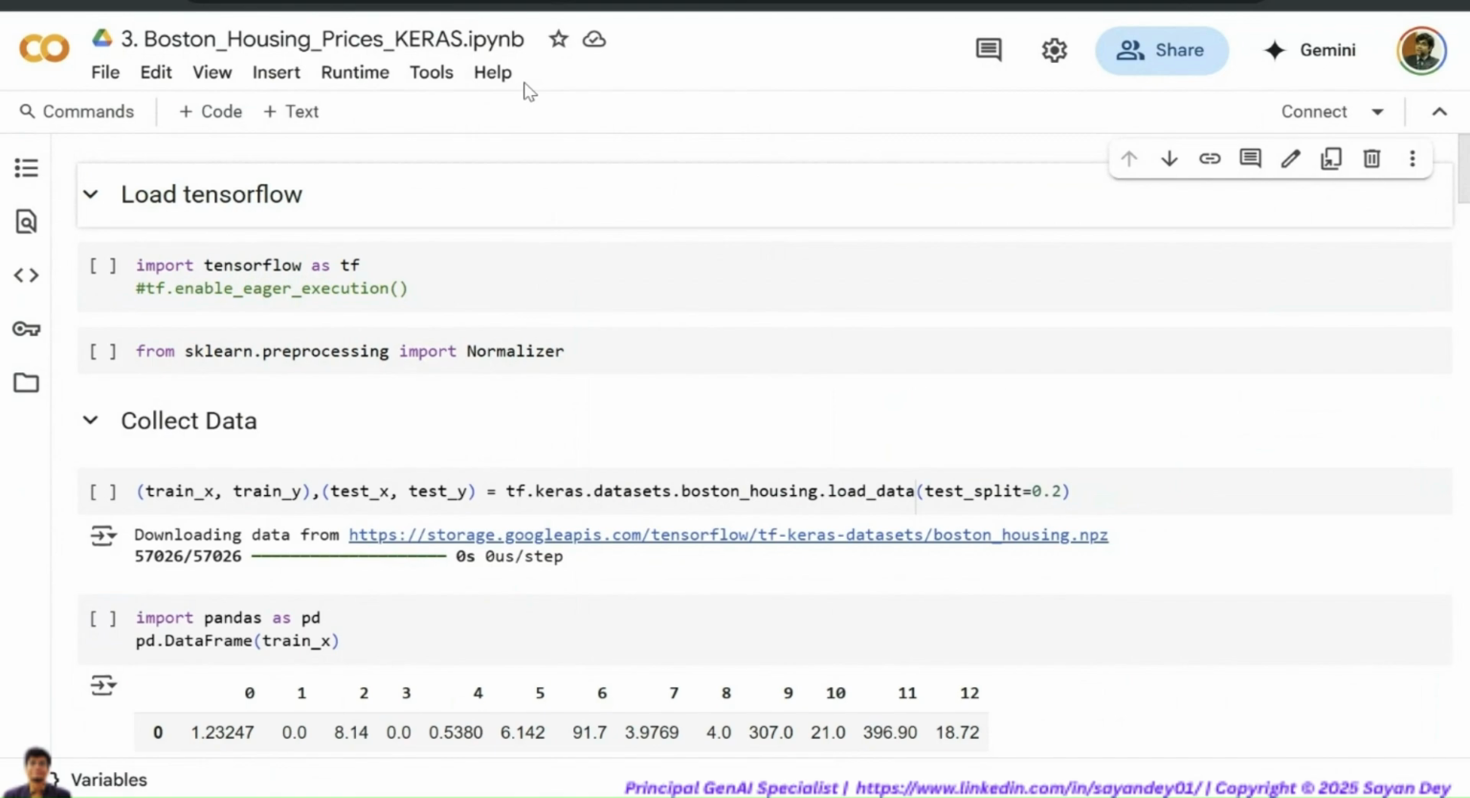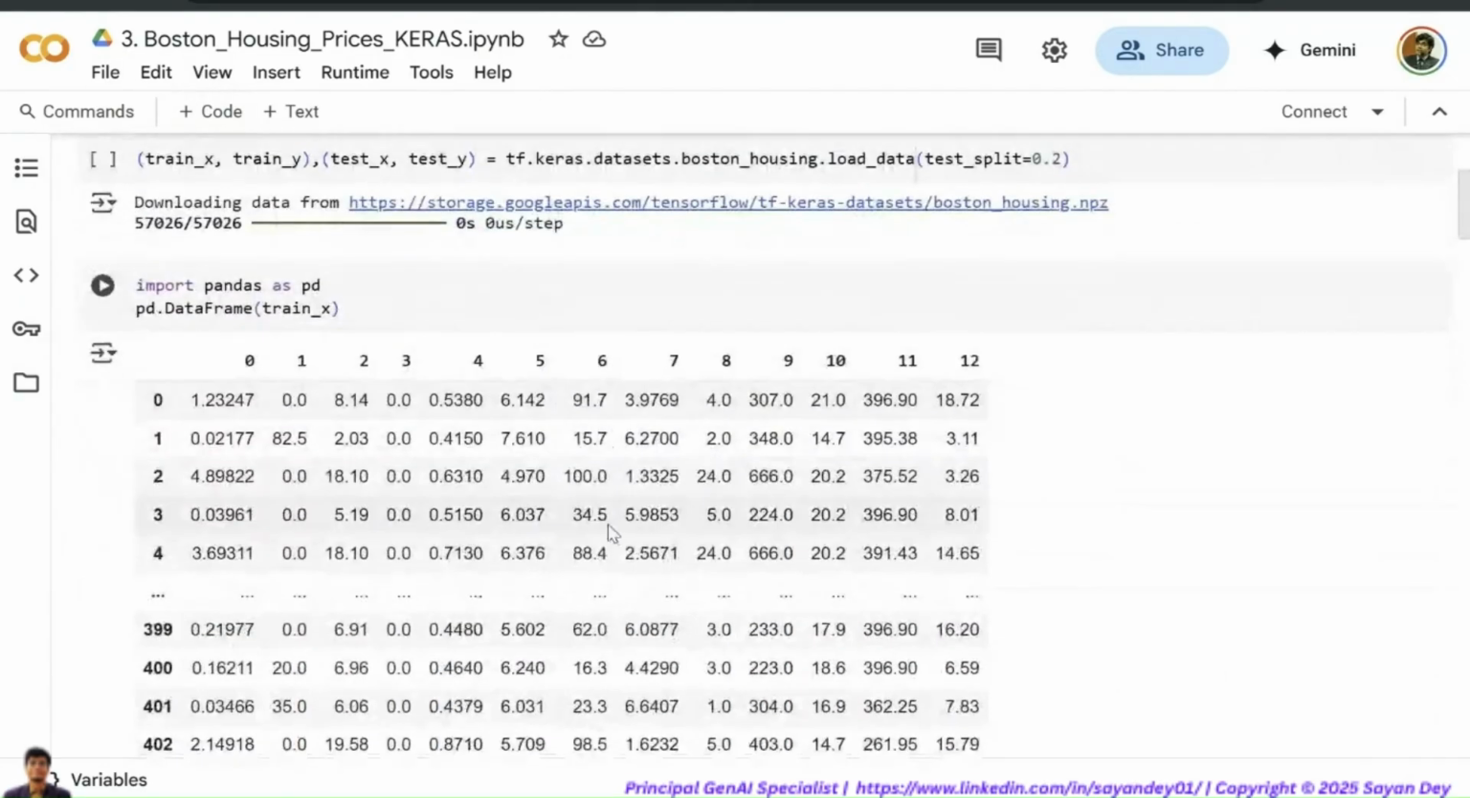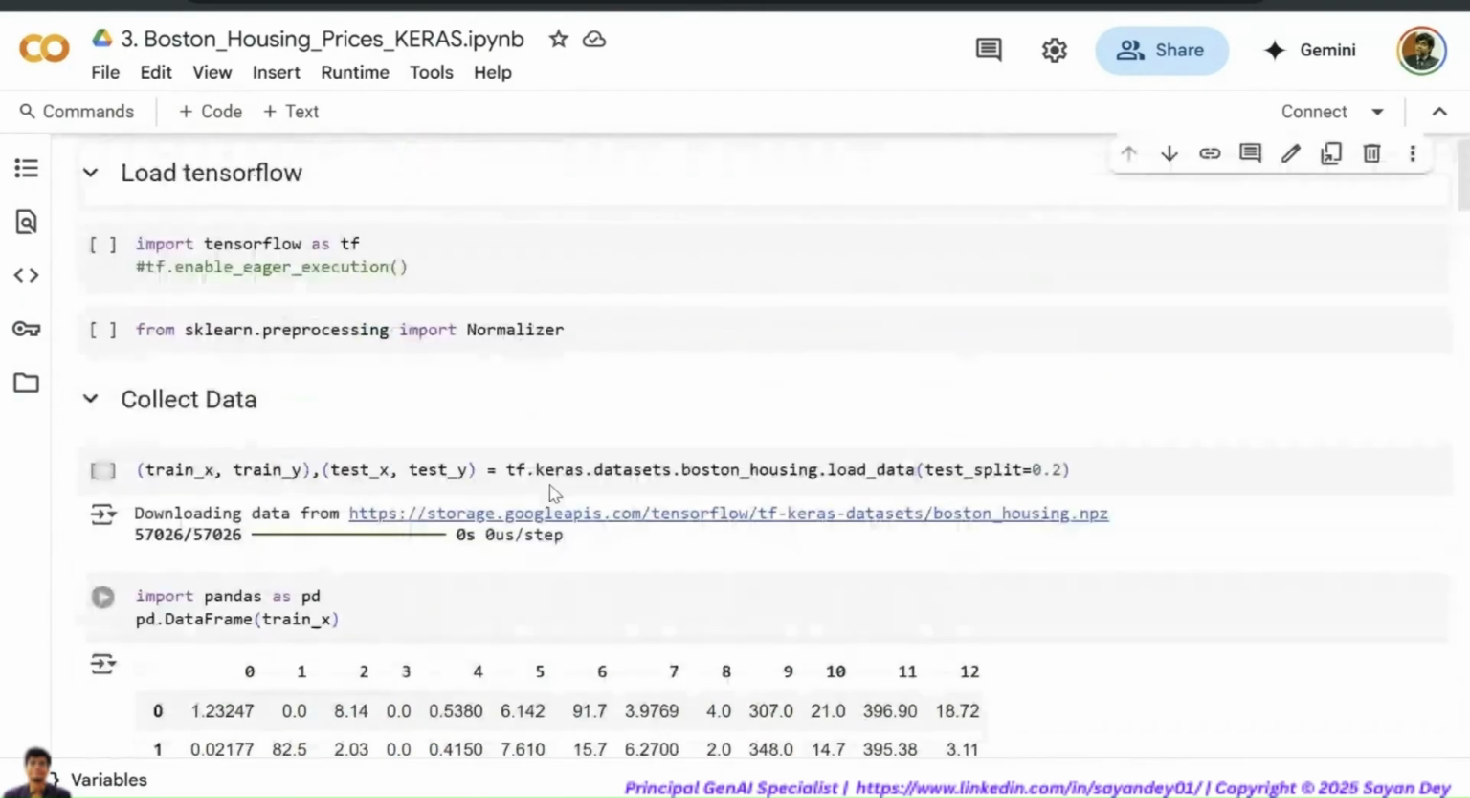So this is the Boston housing data set. The case study that we have is on Boston housing. We have the different features of a particular district in Boston, and based on that, we are trying to predict what is the price of a particular district in Boston. So that's the data set. This is what we have in terms of the data set.